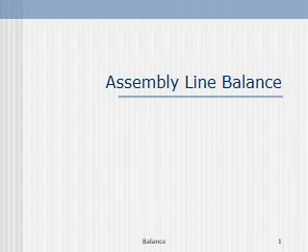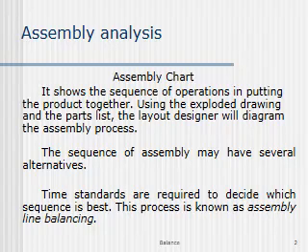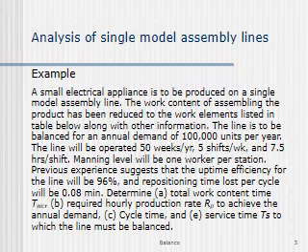There are some methods in assembly line balancing: assembly analysis and the assembly chart. If you prefer the assembly chart, we need to do the assembly analysis, which is a very important thing. Assembly analysis is nothing but how many components are available, how many operations are based on them, and how many minutes each component takes for its operations. This is a simple example.